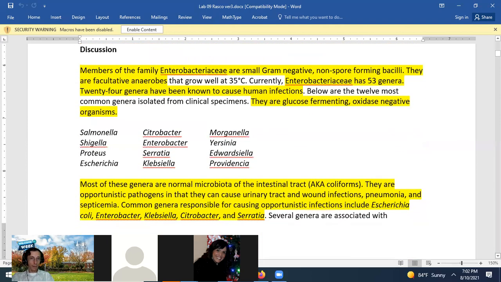Members of the family Enterobacteriaceae are small gram-negative, non-spore-forming bacilli that can be found almost everywhere. They are facultative anaerobes. There are 53 genera in this family. 24 of these genera are known to cause human infections. All of them are glucose-fermenting, oxidase-negative organisms.